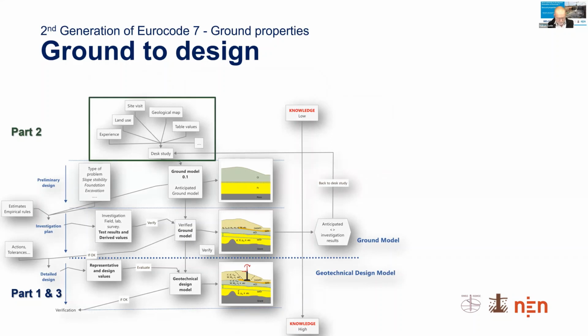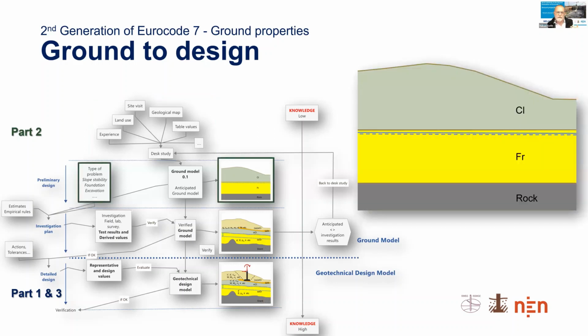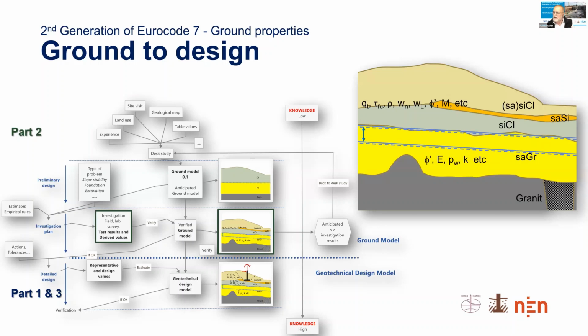The figure is part of a guideline that will be published in early 2024, a guideline for assembling the ground model and derived values. But in part 2, we start with a desk study. We have the site visit and the land use and everything around it. We go through the process of finding preliminary design, preliminary investigations, design investigations, and we are still within Eurocode 7 part 2. But we are not into design values, we are still working with test results and derived values.